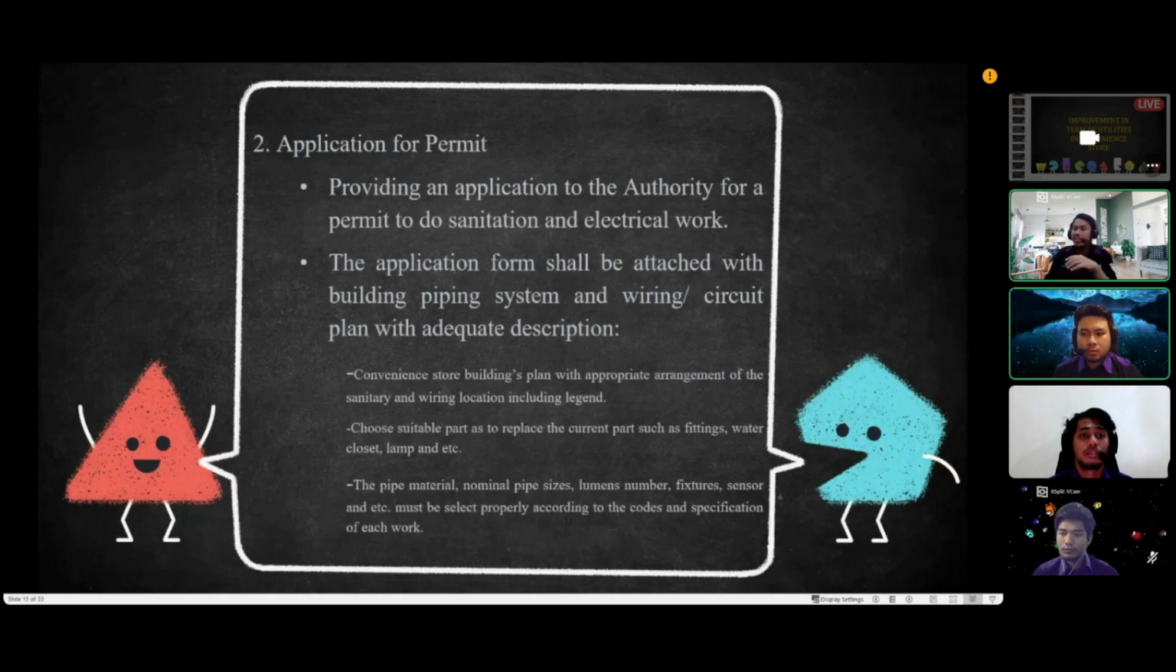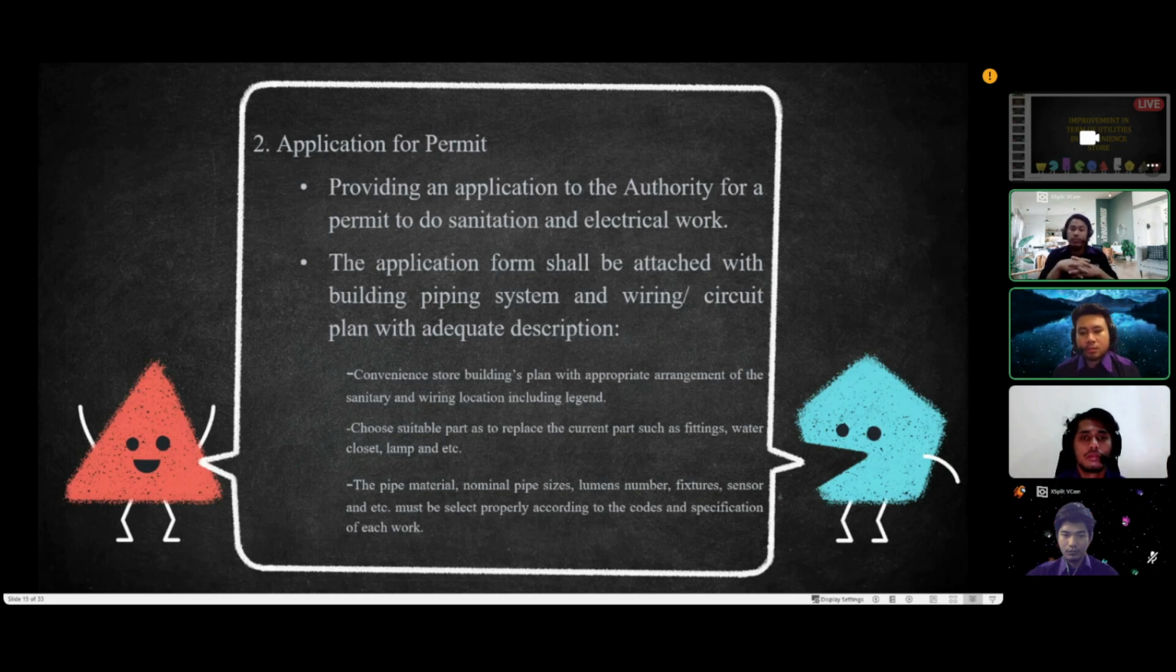Okay, so second, application of permit. The second thing is to act as a qualified contractor by providing an application to the authority for a permit to do sanitation and electrical work, which should be made on a prescribed form by a licensed plumber and certified chargeman. In this section, the convenience store building's owner should release a permit to do the installation or workable part of such work. The application form should be attached with the building piping system and wiring circuit plan, the plan drawing with adequate description of the proposed sanitation and electrical components installation with the following details.